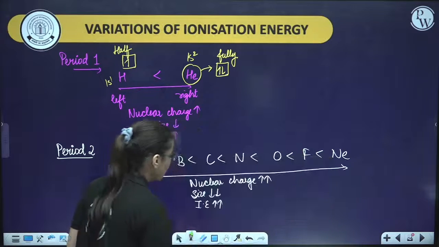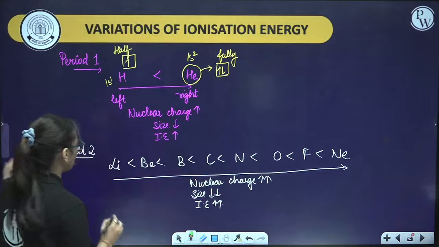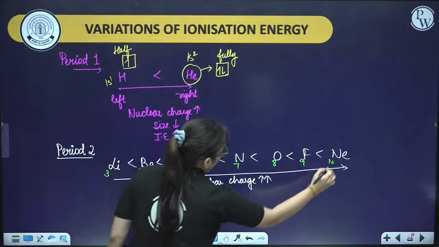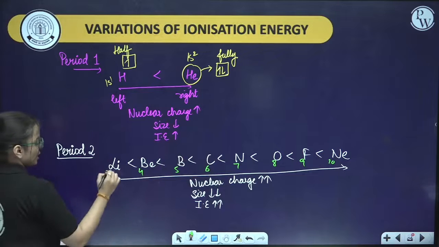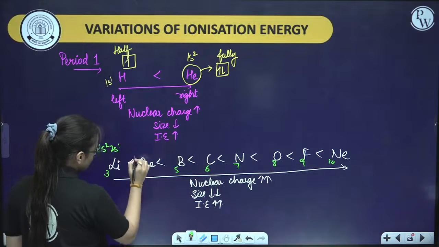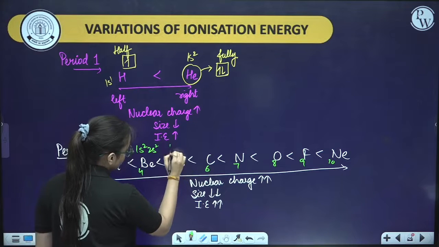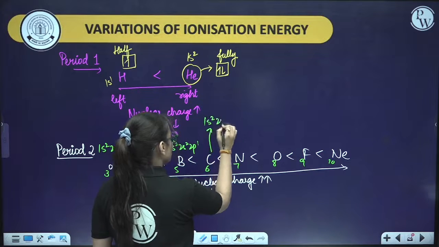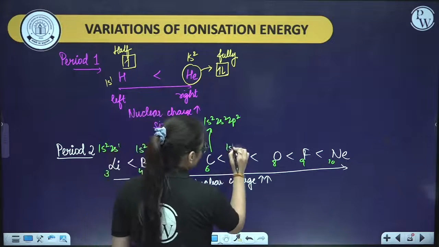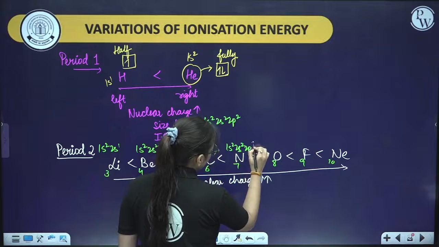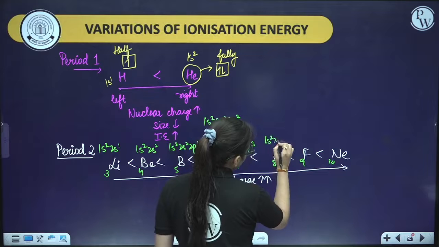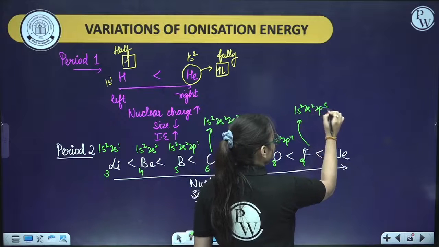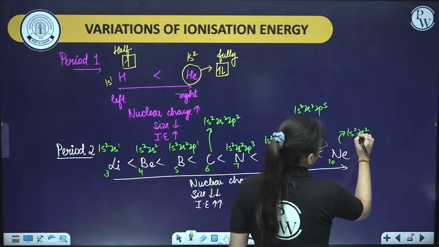What are the exceptions? The second factor was electronic configuration. Let us write the atomic number of all of them: 3, 4, 5, 6, 7, 8, 9 and 10. Let us write the electronic configurations now. Electronic configuration will be 1s2, 2s1. For this it will be 1s2, 2s2. For this it will be 1s2, 2s2, 2p1. Then 1s2, 2s2, 2p2. Then 1s2, 2s2, 2p3. Then 1s2, 2s2, 2p4. Then 1s2, 2s2, 2p5. And then 1s2, 2s2, 2p6.